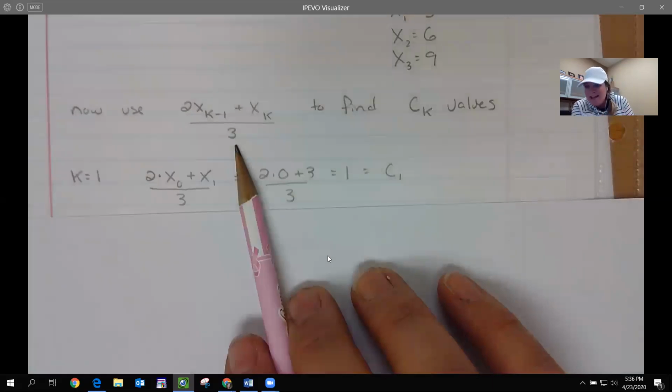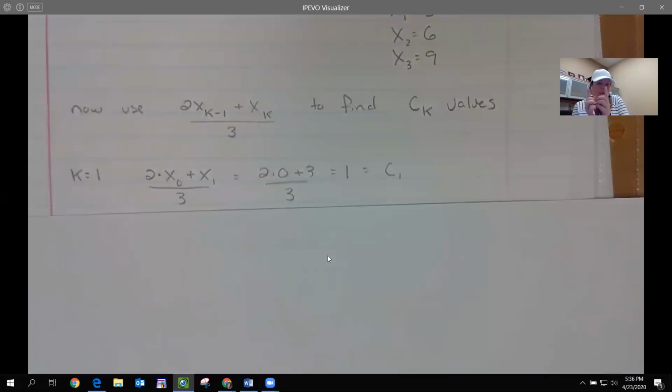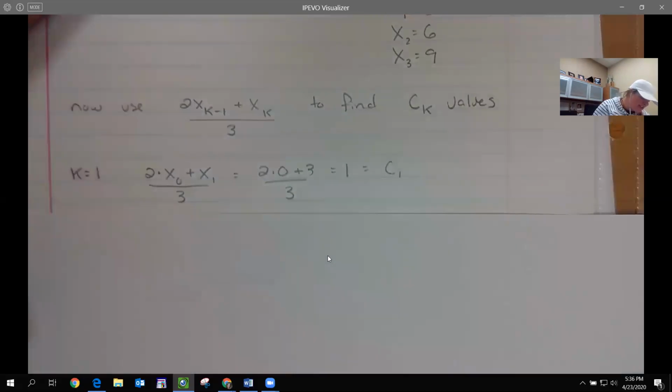I don't know why, but that's what they want you to do. So in that little rectangle, we're going to do 2 times one side plus this one and divide it by 3 to get the middle. Kind of like a way to find that midpoint, but it's not the exact midpoint, or we would add them and divide by 2. Okay, so what are we going to do for this first K value?